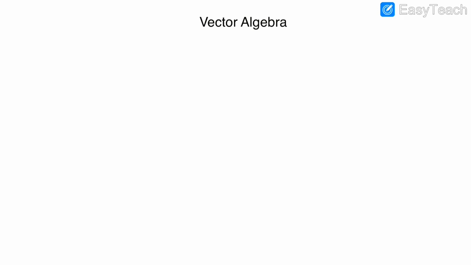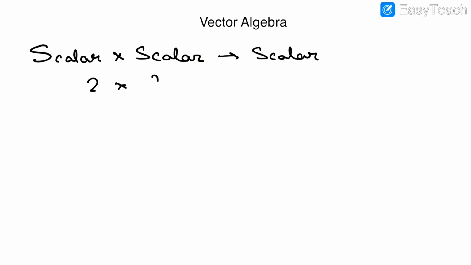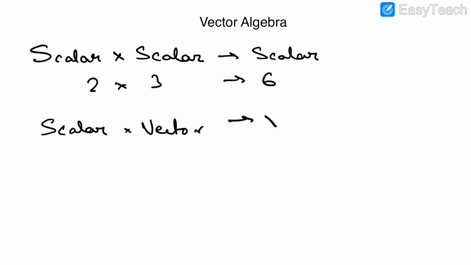Okay, so first of all, you have to know certain things. When you multiply a scalar with a scalar, what do you get? A scalar quantity, right? 2 into 3 gives you 6. Very nice. What happens when you multiply a scalar with a vector? You get a vector quantity. How? 2 and i cap gives you a vector, 2 i cap.